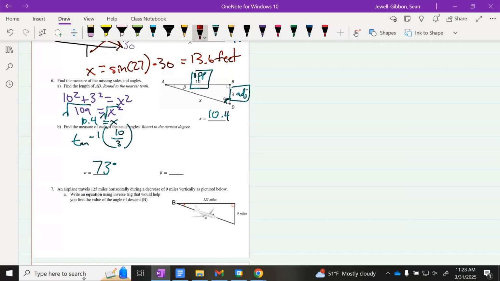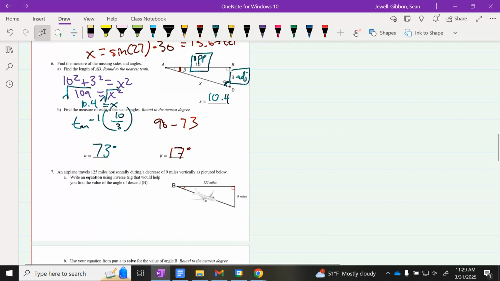Alright, so now if we move on to our other angle, beta here, that's going to be a lot quicker. Remember, all we have to do is 90 minus our first angle to get our second angle, which is 17 degrees. So only do inverse trig once. The second one should come nice and easy. We're just doing 90 minus that angle measure.